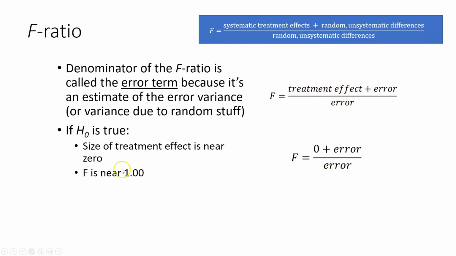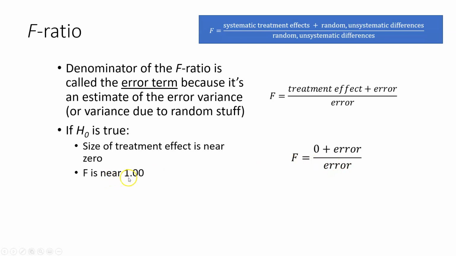Error over error is near 1, because let's imagine what error values we could have here. If the degree of error in this experiment were 3, and we put it here and we divide it by 3, 3 over 3 is 1. If it was 10 over 10, it'd be 1. 8 over 8, 1. Whatever it is, whatever the degree of error is, over itself, it should be about 1.